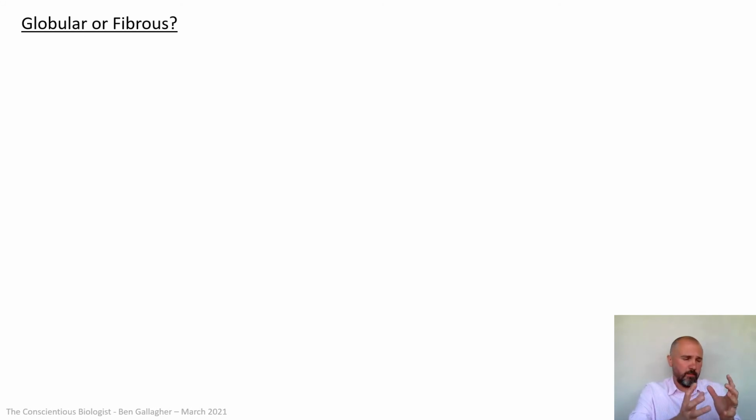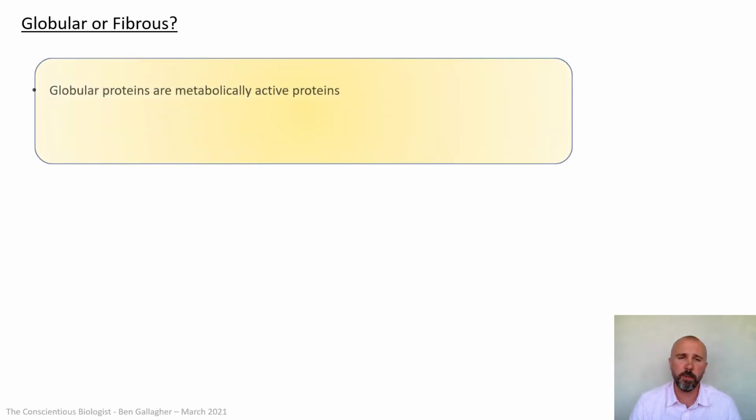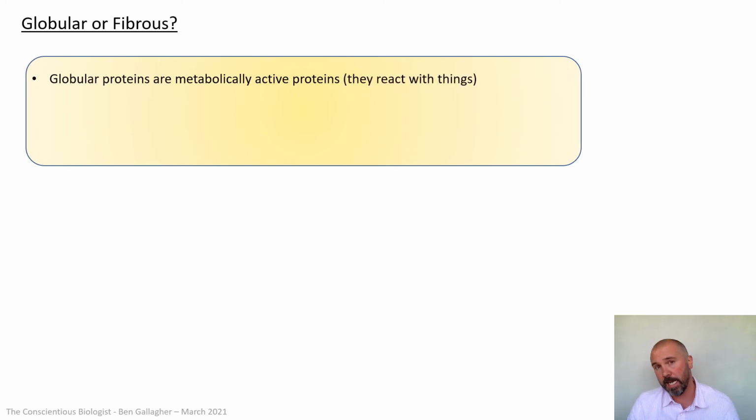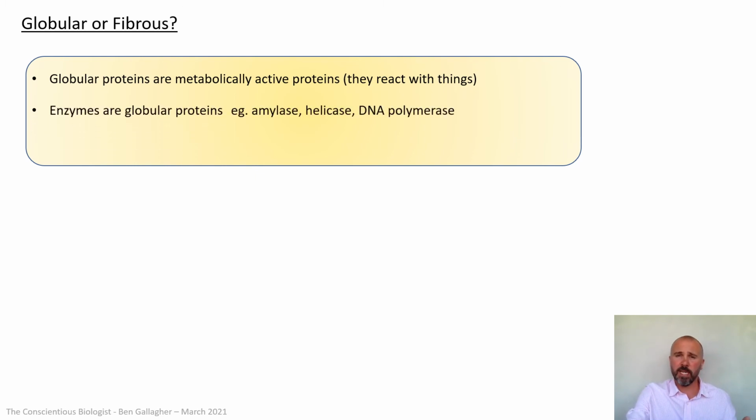So whether it's a tertiary or quaternary structure, the purpose of that finished protein will determine whether it's globular or fibrous. So globular proteins are metabolically active proteins. In other words, they react with things, okay? For example, enzymes. Enzymes are globular proteins. So amylase, helicase, DNA polymerase, any of the enzymes that you've ever learnt about, they're all globular proteins because they react with a substrate, they create products, they're metabolic.